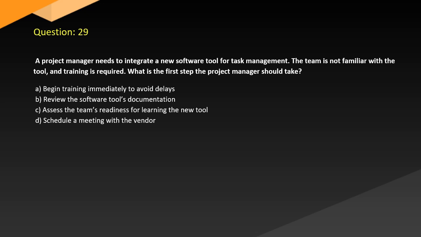Question 29. A project manager needs to integrate a new software tool for task management. The team is not familiar with the tool and training is required. What is the first step the project manager should take? A. Begin training immediately to avoid delays. B. Review the software tool's documentation. C. Assess the team's readiness for learning the new tool. D. Schedule a meeting with the vendor.